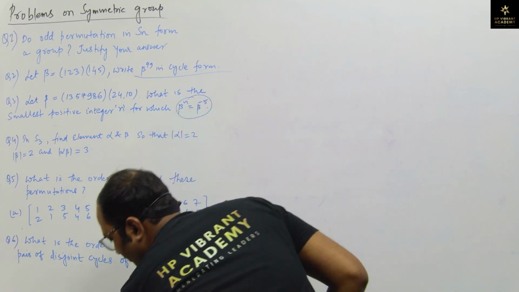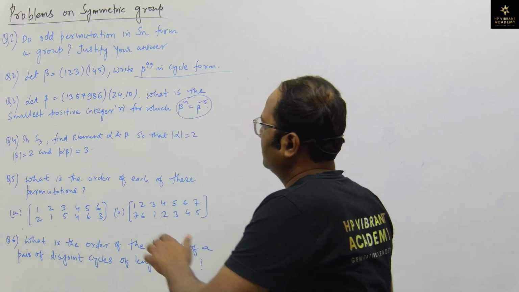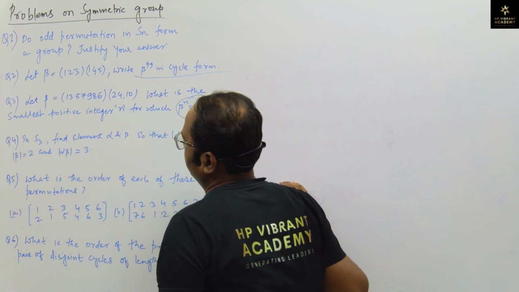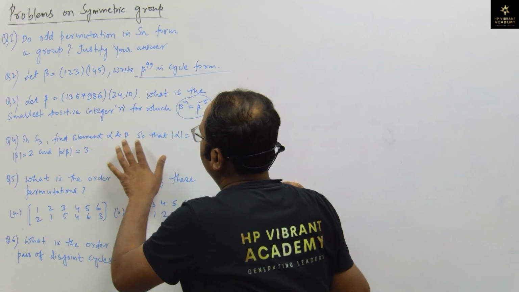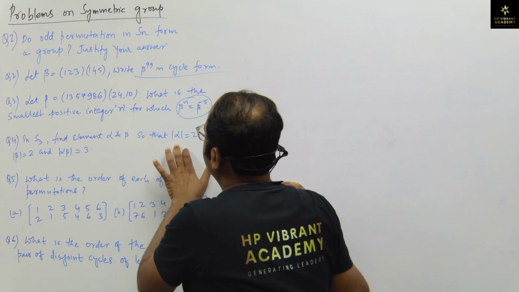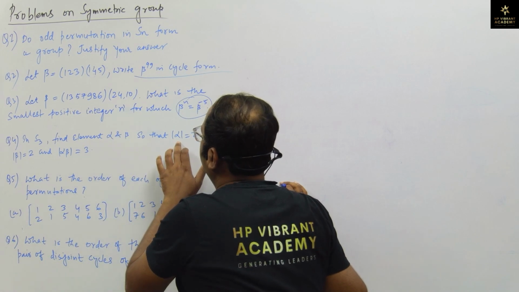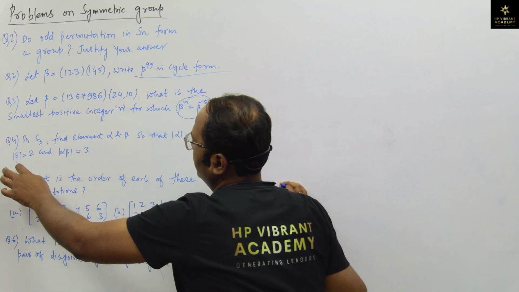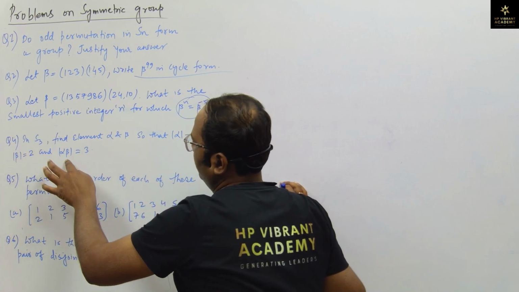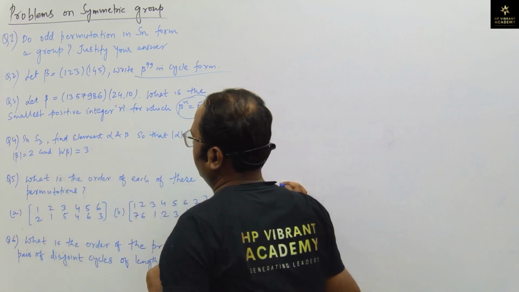In question number 4, S3 is the symmetric group with 3 letters. Find the elements alpha and beta so that the order of alpha is 2, the order of beta is 2, and the order of alpha beta is 3. Okay, so let us find this.